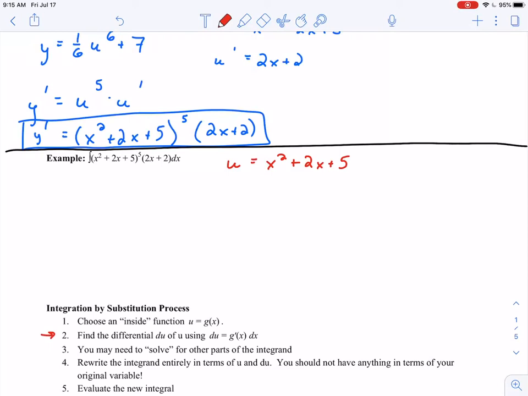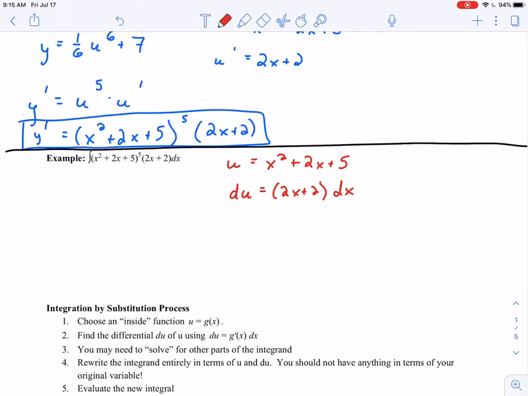Next, we need to find the differential du. Because at the end of this, I'm going to have something u to something. I want to integrate in terms of u, and I can't leave this dx stuff here, so I need u instead. So du is simply just the derivative of u, which in this case is 2x plus 2 times dx. So we just need to multiply that by dx. That's really the only extra added thing when we're looking for this differential du.